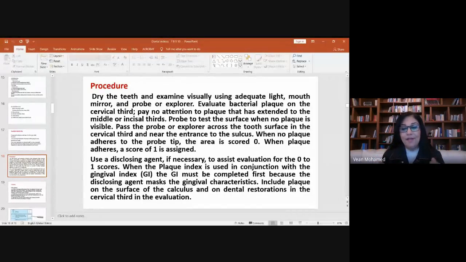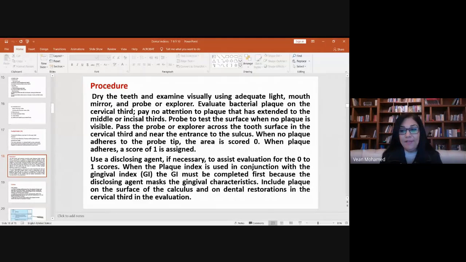Then evaluate bacterial plaque by moving the probe on the cervical third, on the gingival third of the tooth surface. For each tooth, four surfaces will be examined. Pay no attention to plaque that extends to the middle or incisal. It's not our work. Our work is to see how much plaque is there on the gingival third.